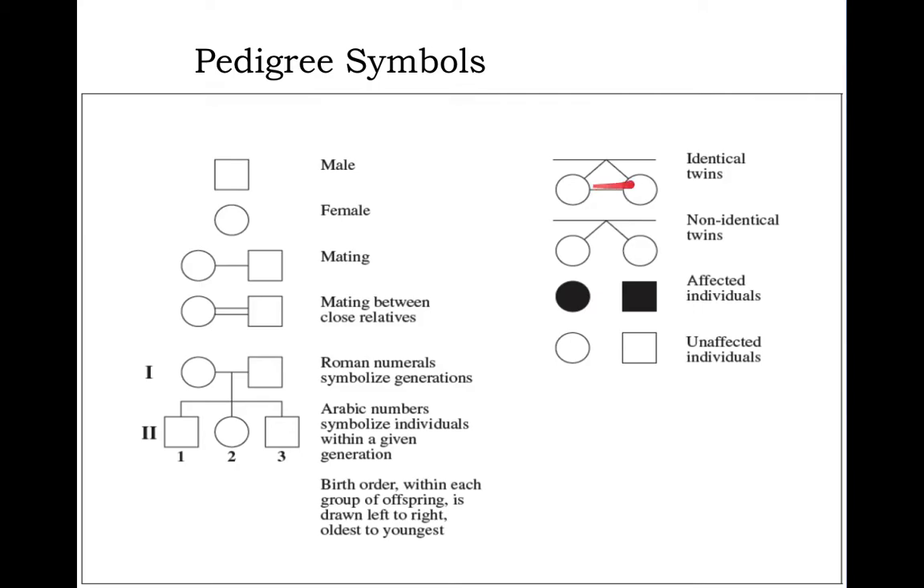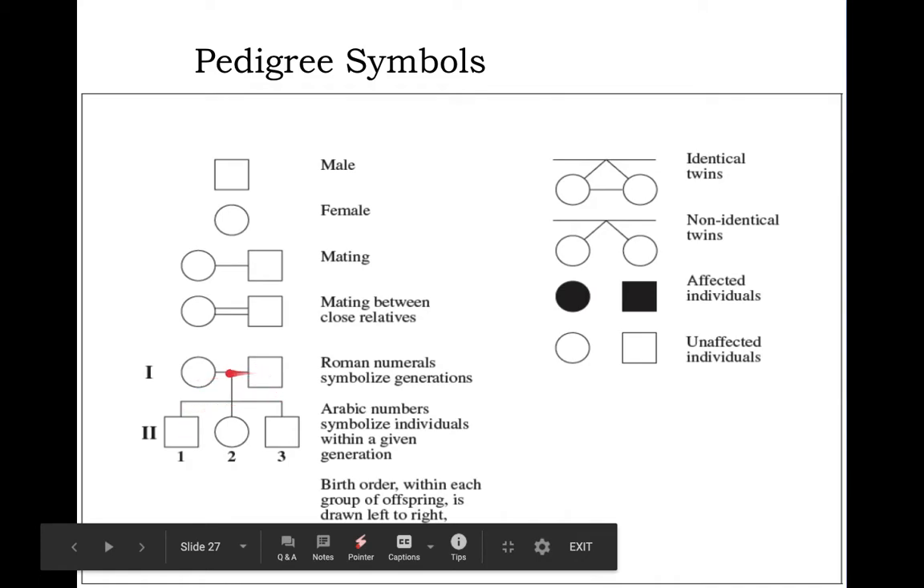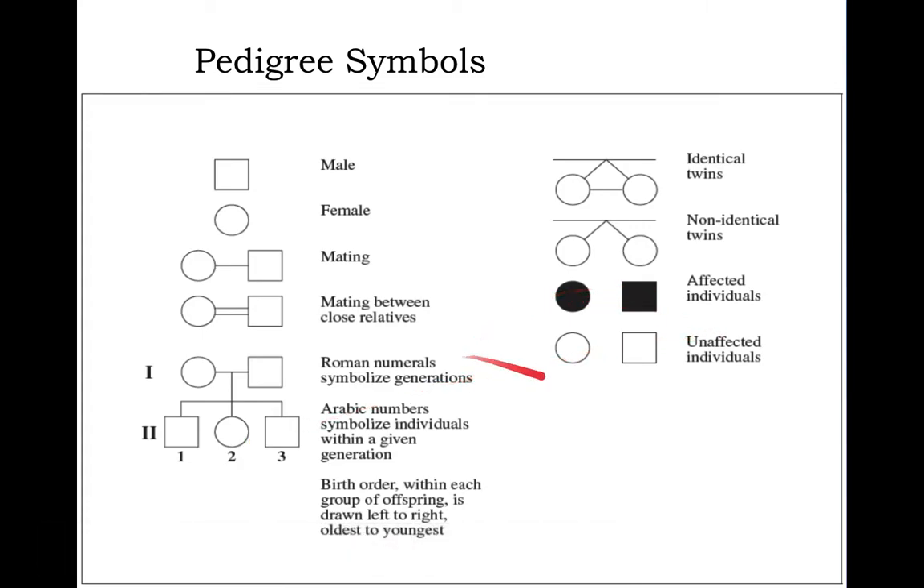Identical twins are connected. Non-identical twins, notice that there's a connection up top here so that we know they're connected. These children are, of course, not twins. These two parents have two males and a female. Now, affected individuals means that they have the trait in question.